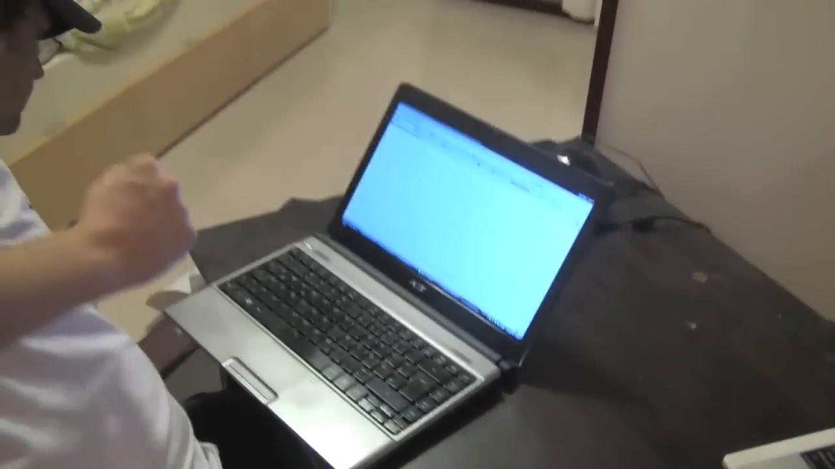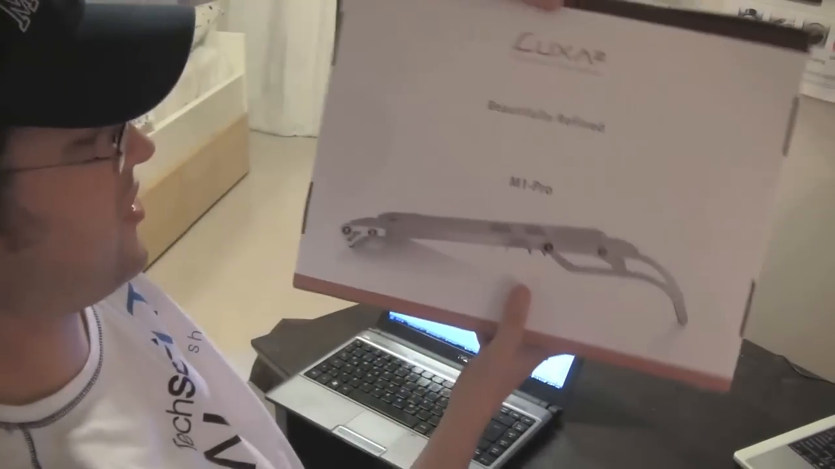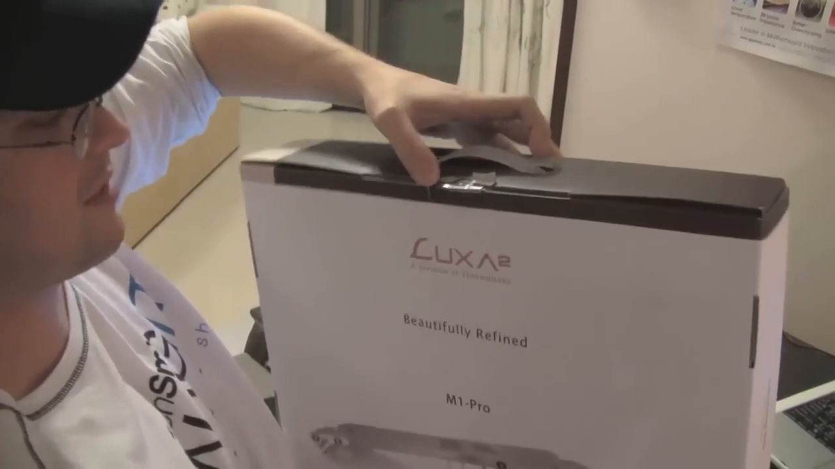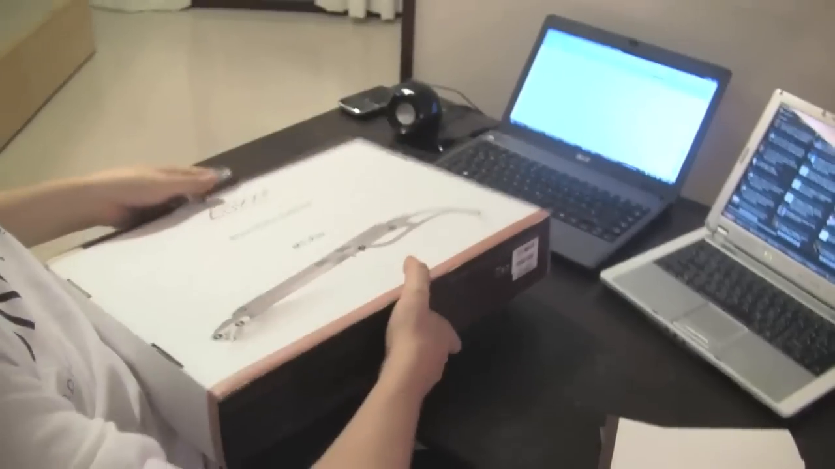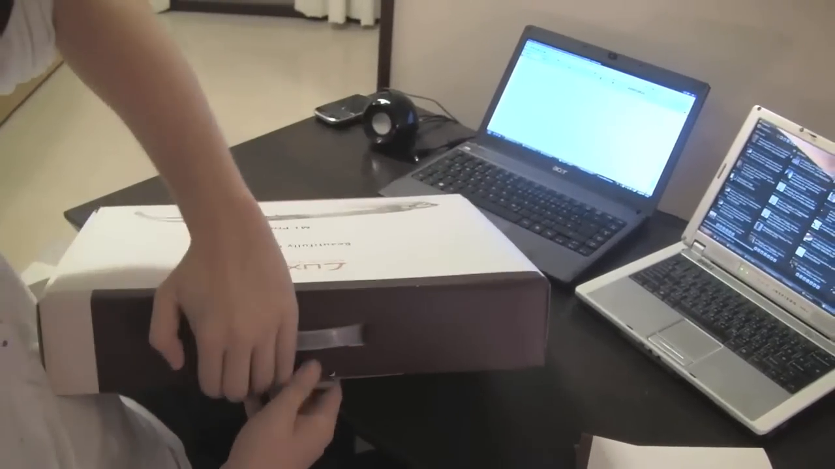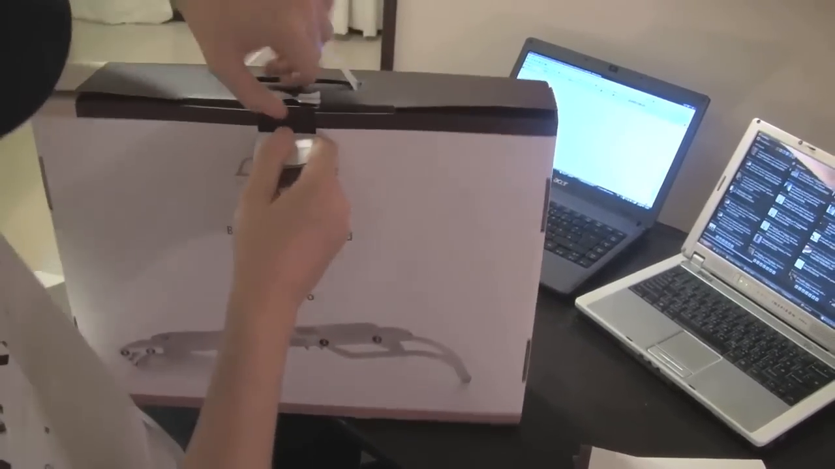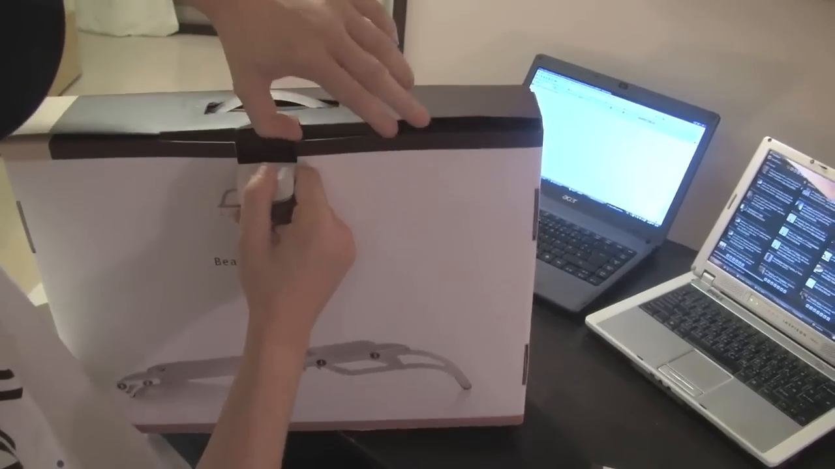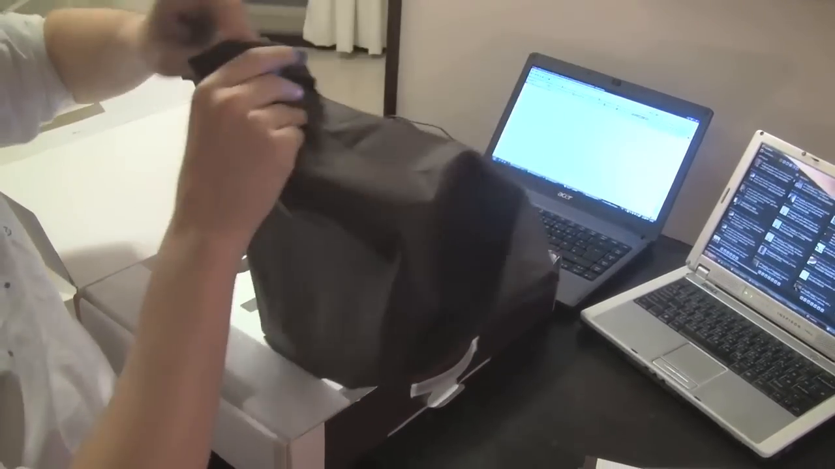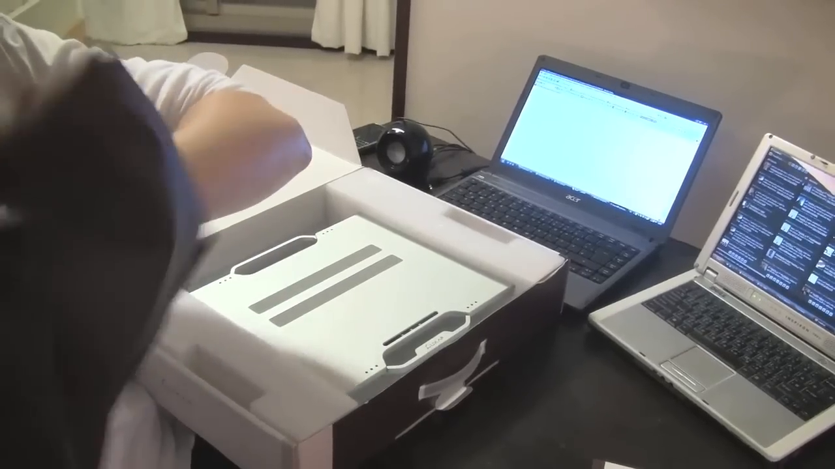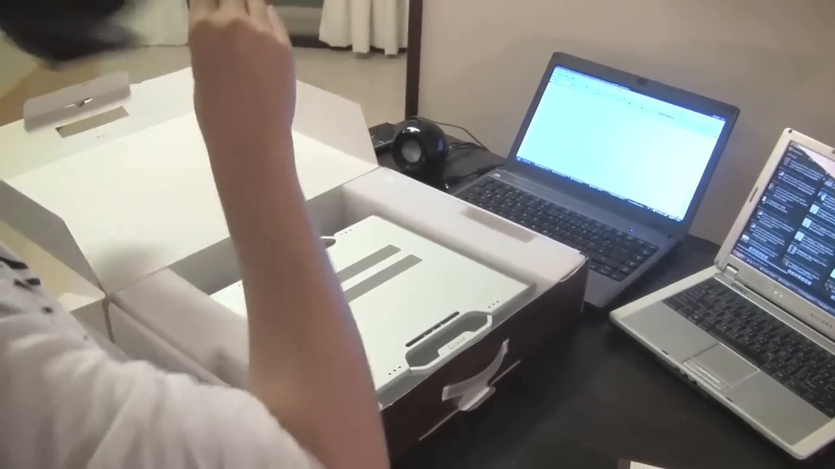Besides that L1, we also got the M1 Pro, which is, in my opinion, kind of aiming for the Mac user. Let's see. That's a little bit bigger. And Nicole was using this with her Mac, and she told me that the heat of her Mac got down by 10%. Yeah, about 10%, yeah. Okay.